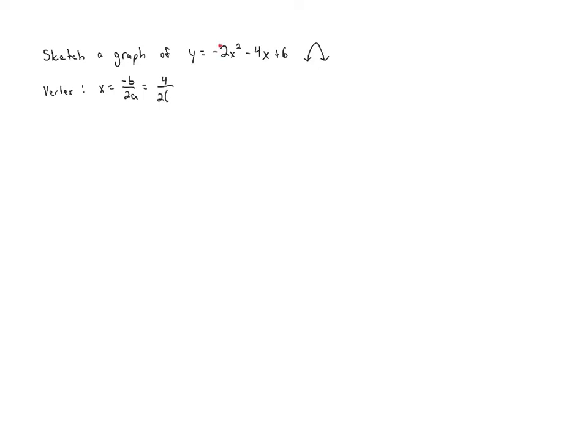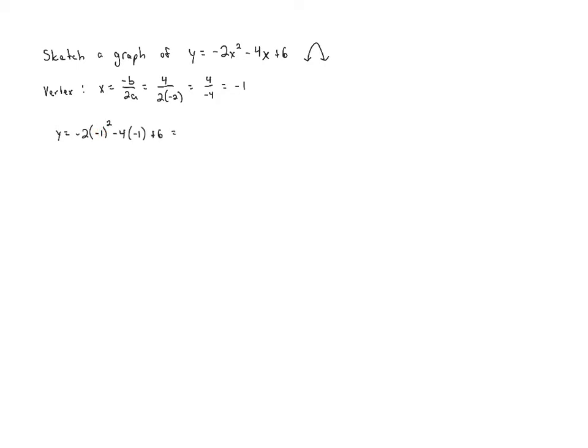a. In this case, a is negative 2. So we end up with 4 over negative 4, and 4 divided by negative 4 is negative 1. So the vertex has an x-coordinate of negative 1. To find the y-coordinate, we have to plug negative 1 in for x. So we've got negative 2 times x squared. In this case, that'll be negative 1 squared, minus 4 times x, which is negative 1, plus 6.